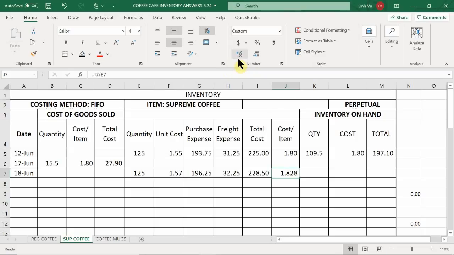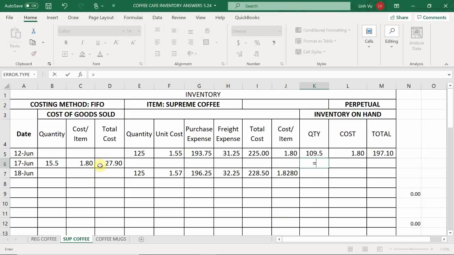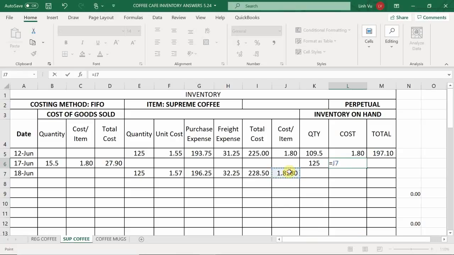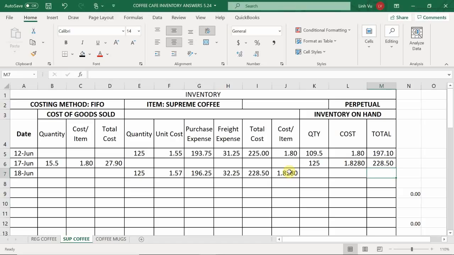Okay. Because now we have a second batch of inventory, I have to keep it separate because I'm using the first in, first out method. Okay, so I just copied the information over into my inventory on hand.